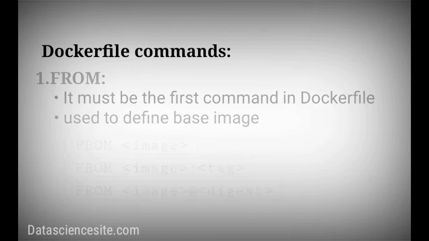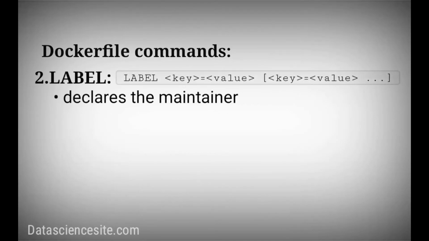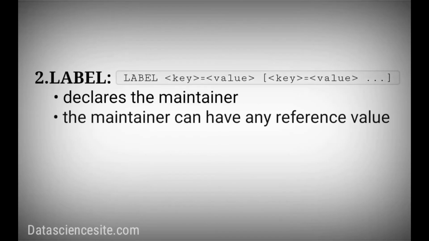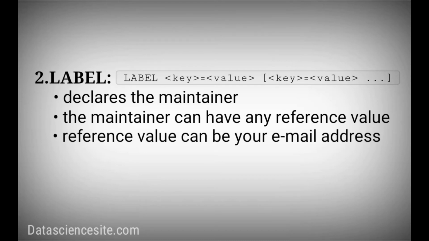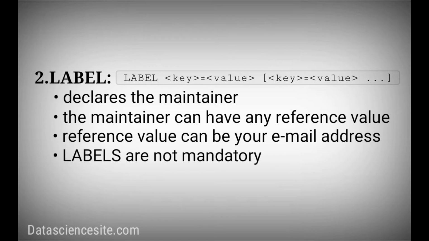Now, the command just after the FROM is LABEL, for declaring the maintainer. The maintainer can have any reference value. So, you can use your own reference for your Dockerfile. Putting your email is also a good option. Though it is not necessarily required for making a Docker image, it's good practice to include it.